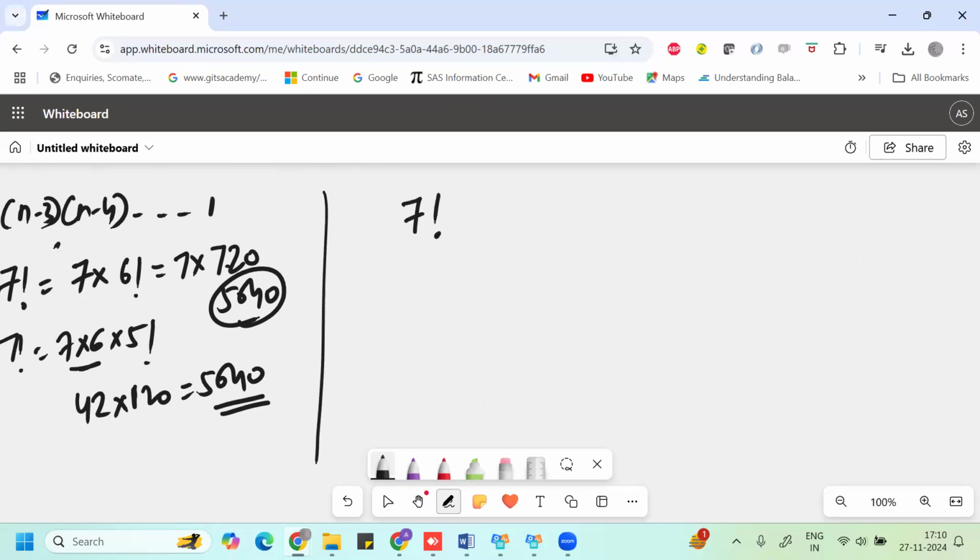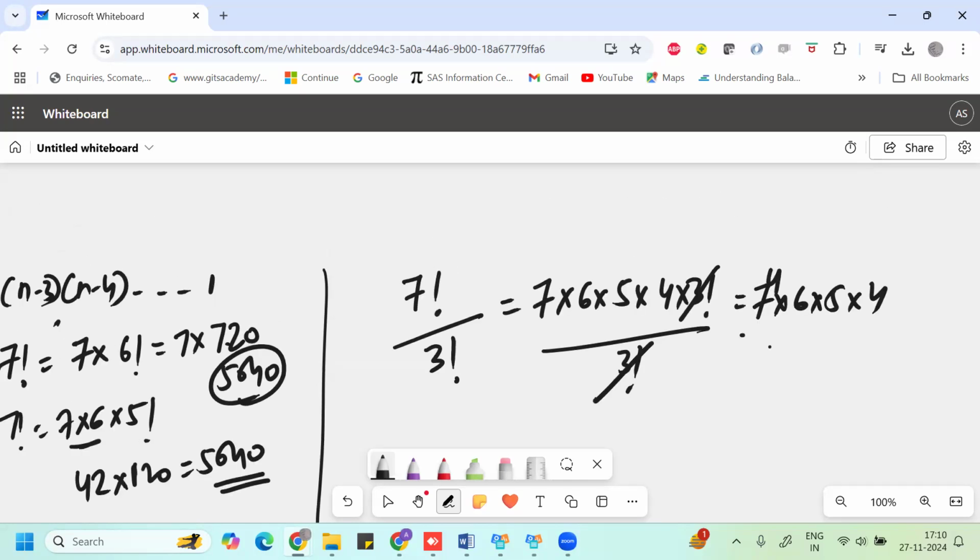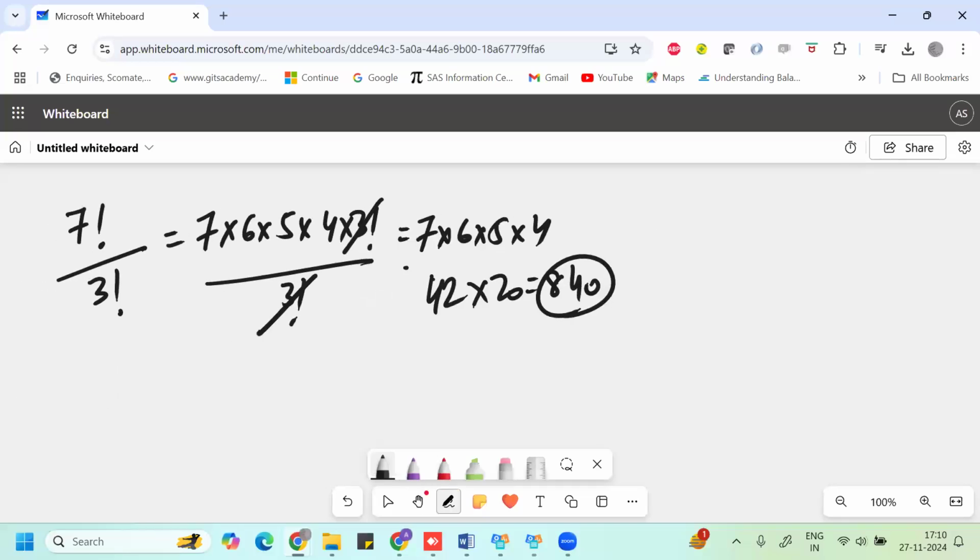Now, if I'm saying 7 factorial by 3 factorial, what is the answer for that? That would be 7 into 6 into 5 into 4 into 3 factorial by 3 factorial. So if you solve this, it will be 7 into 6 into 5 into 4, which is 42 into 20, means 840. I hope you are getting this part.